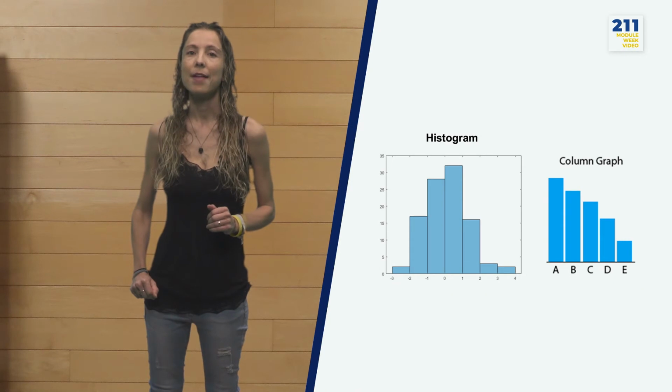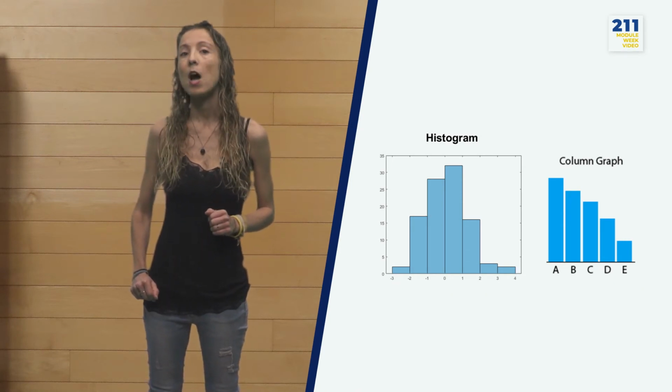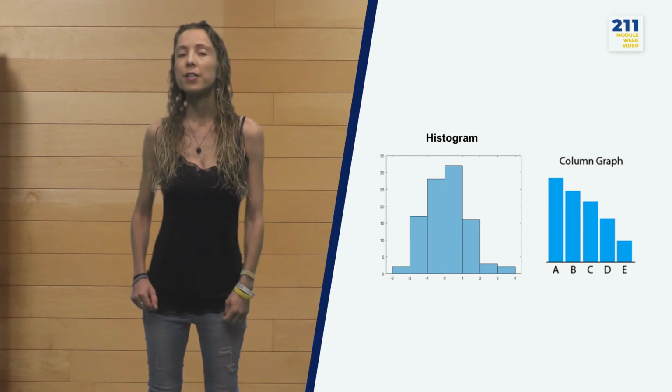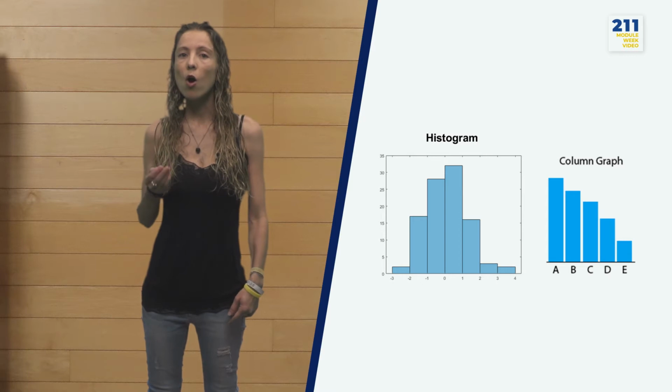A histogram and a column bar graph are useful when dealing with qualitative variables or even with quantitative discrete variables. These kinds of graphs allow us to see the distribution of a particular variable.